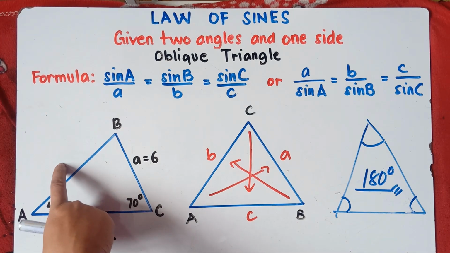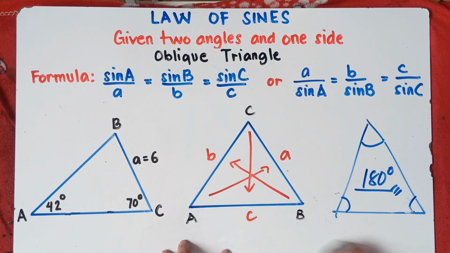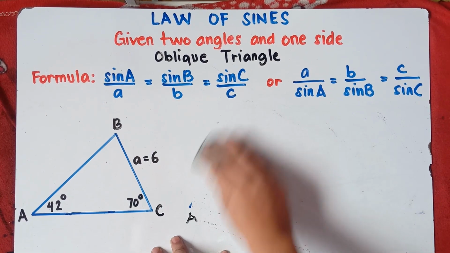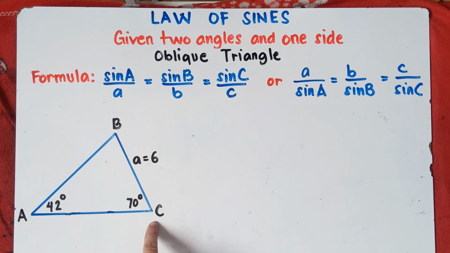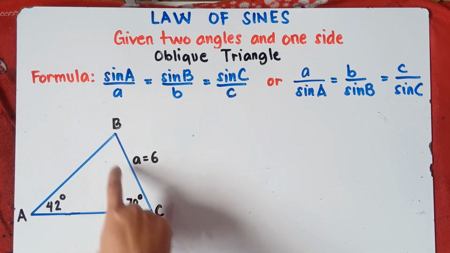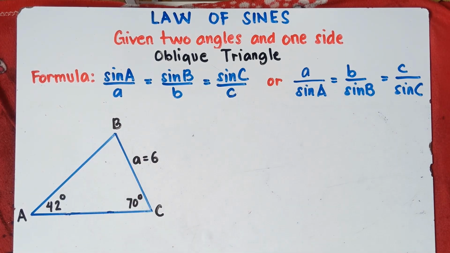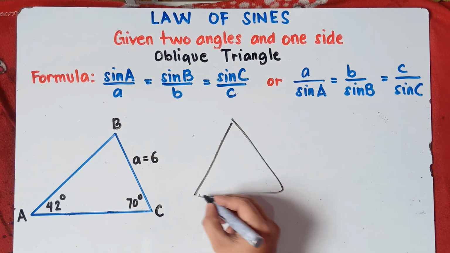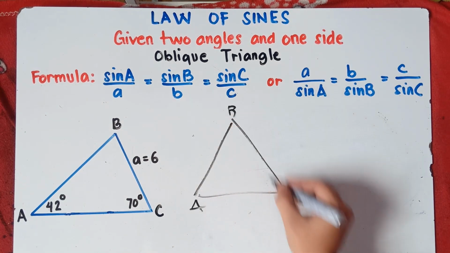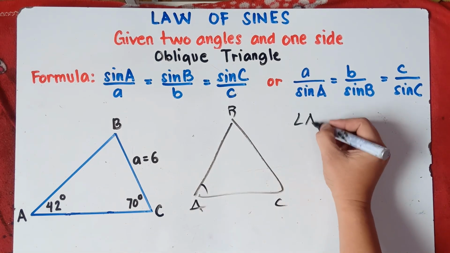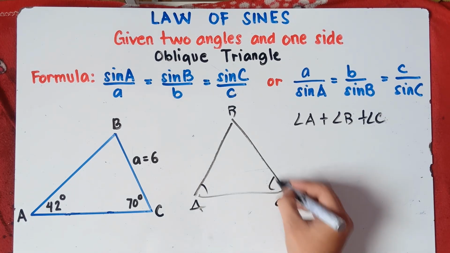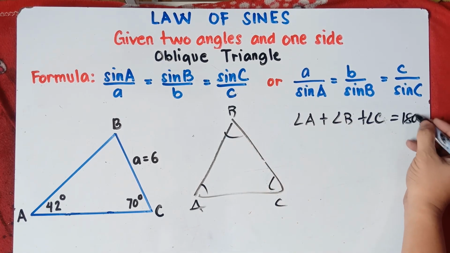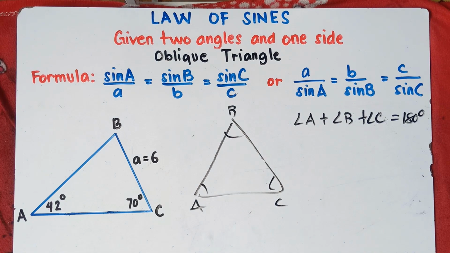Let's find the measure of this side and this angle. Alright, so let's start. The first step is we need to find the angle because we already have the given two angles, angle A and angle C. Therefore, we can find angle B because we know that angle A plus angle B plus angle C is equal to 180 degrees.